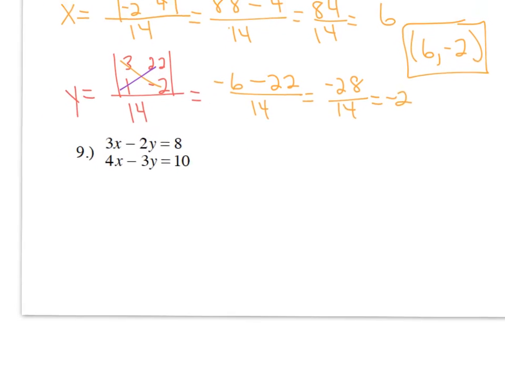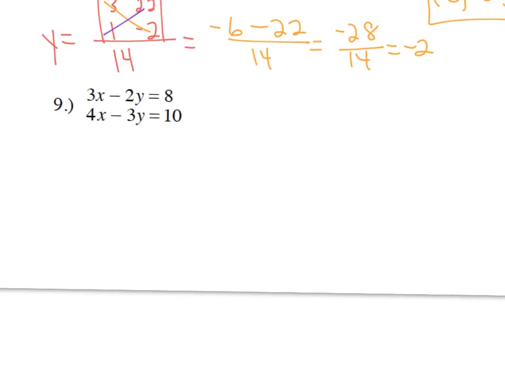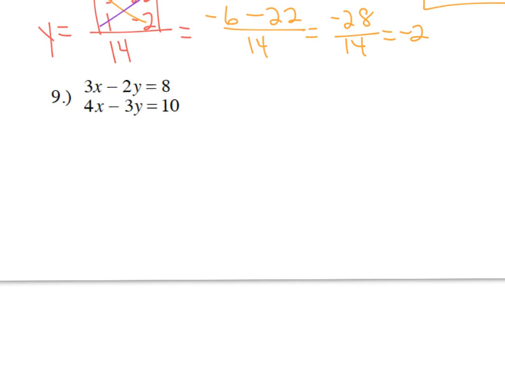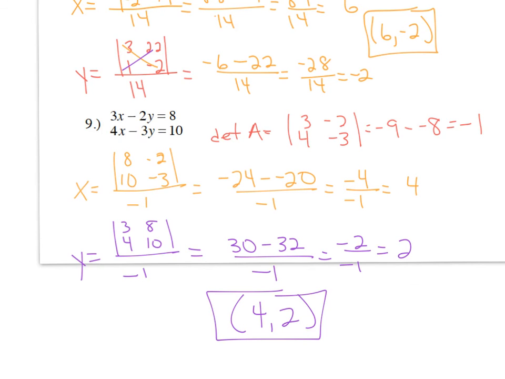And number 9, go ahead and try to do number 9 on your own and see if you have the right answer when you come back. And for this one, I ended up with an ordered pair of 4, 2 as your point of intersection of these two lines.